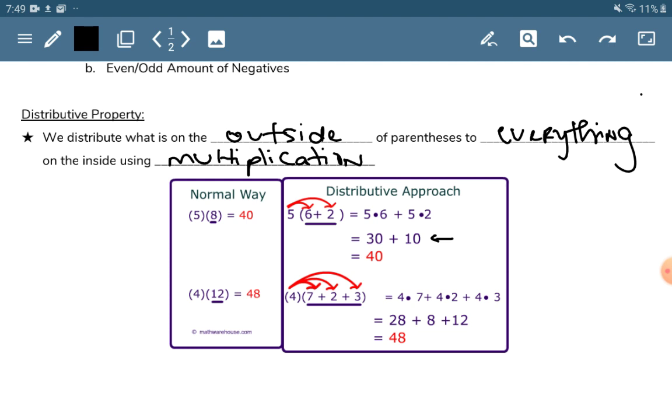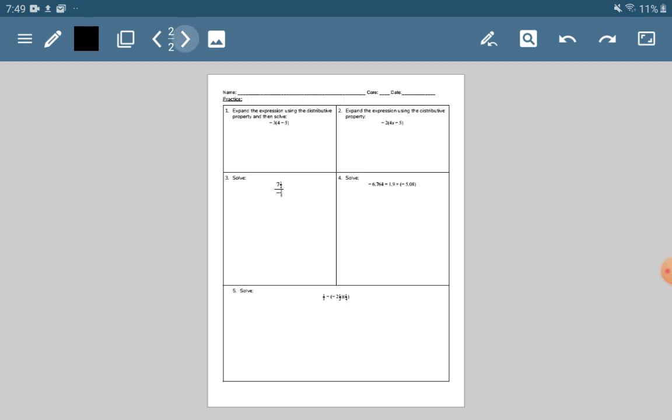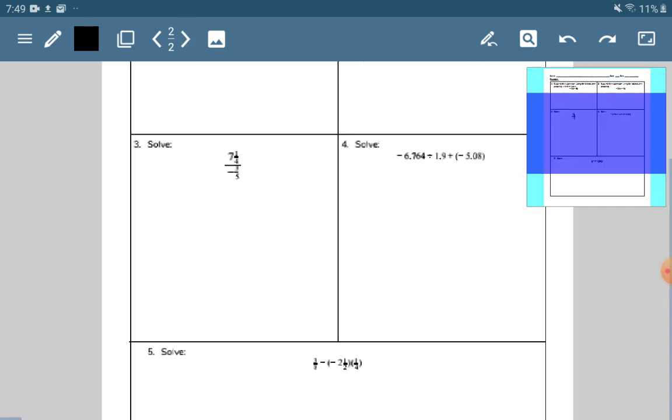Even if I were to do it with 3 numbers on the inside of my parentheses, I would still multiply that outside number by each of the inside numbers. Where distributive property becomes a little bit more useful is when we add in some variables, some letters that stand for numbers, and we're going to practice that a couple times in this unit. So go ahead and flip to the other side, and we're going to do some practice.